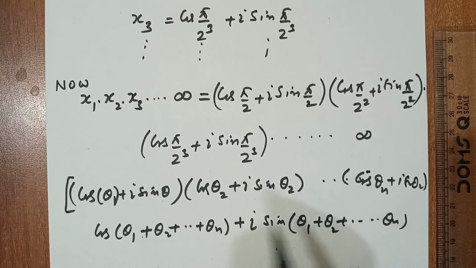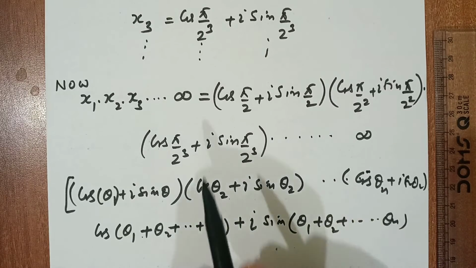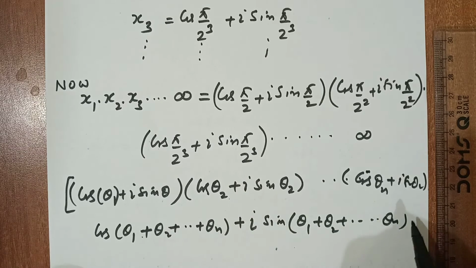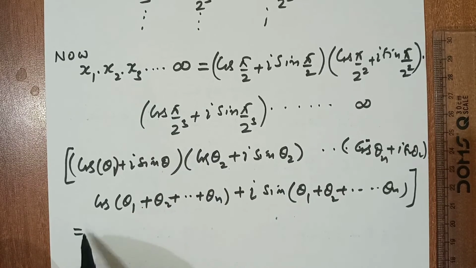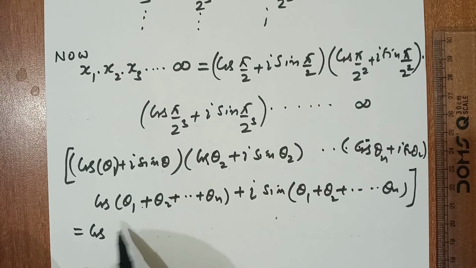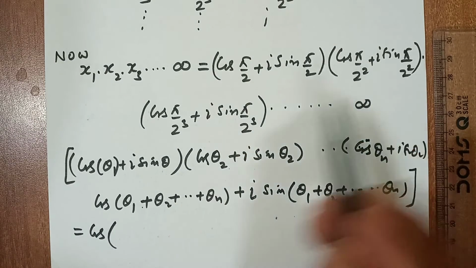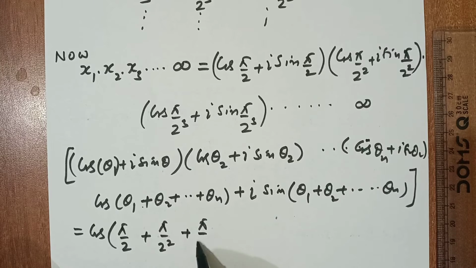So similarly here, the number of factors is infinite, so all the angles will add. It means this will equal cos of, first angle pi by 2, second pi by 2 squared, third pi by 2 cubed, up to infinity. So pi by 2 plus pi by 2 squared plus pi by 2 cubed plus up to infinity.